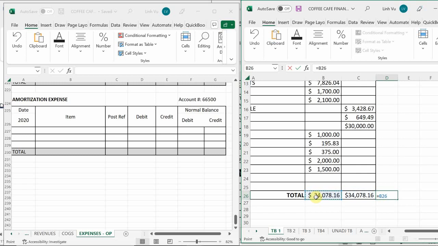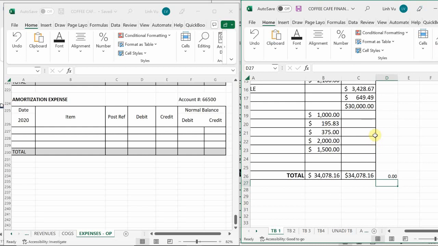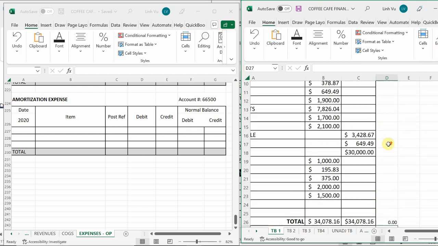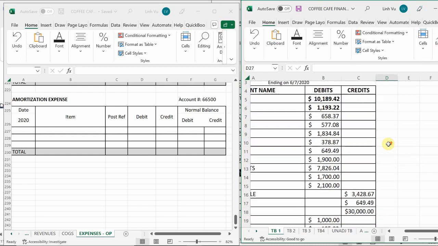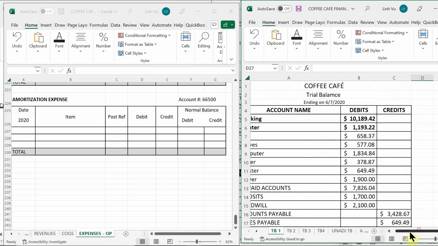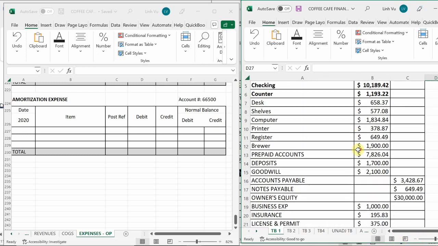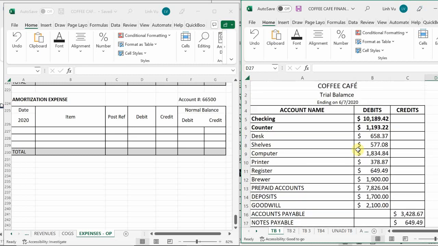is actually punch in debits minus credits, right? And if that equals 0, then I know there is no difference between the two, so that means they are equal. In this case, I can see it very clearly, $34,078.16 on both sides. So there is no discrepancy. That means I did my accounting correctly and I'm at a zero balance between the two, and now I am ready to move on to my next set of scenarios for week 2.